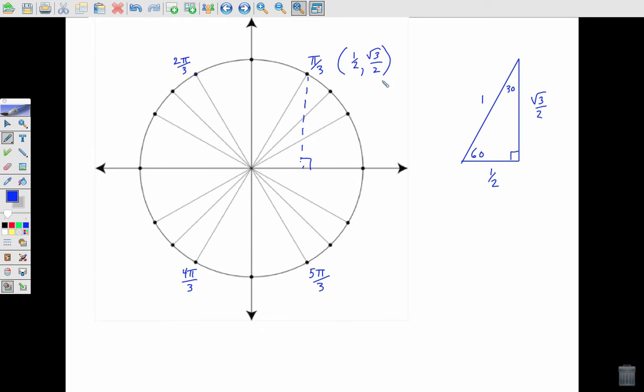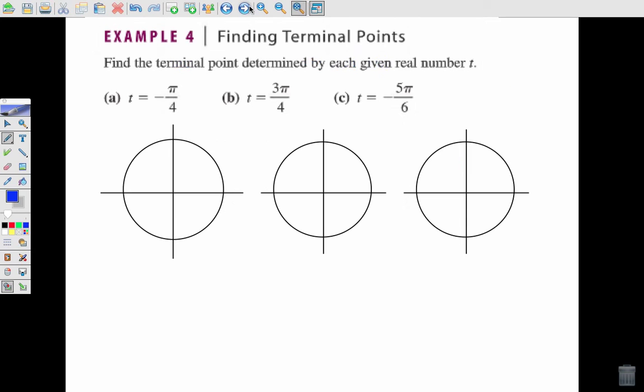I'll let you fill in these other 3 points, which are going to be the same as this point, except with different signs. So fill those in on your unit circle. And then I want to look at finding terminal points.